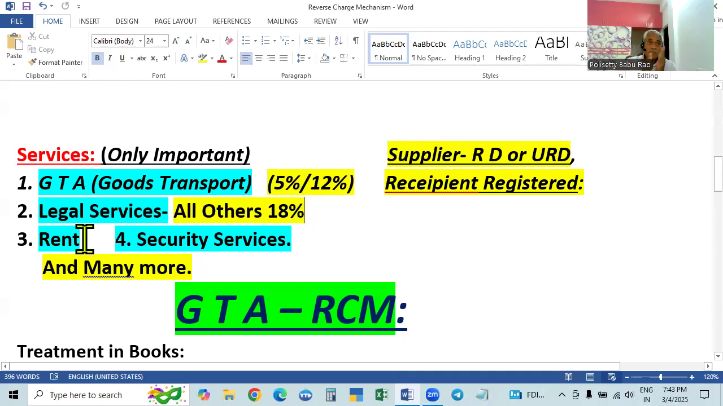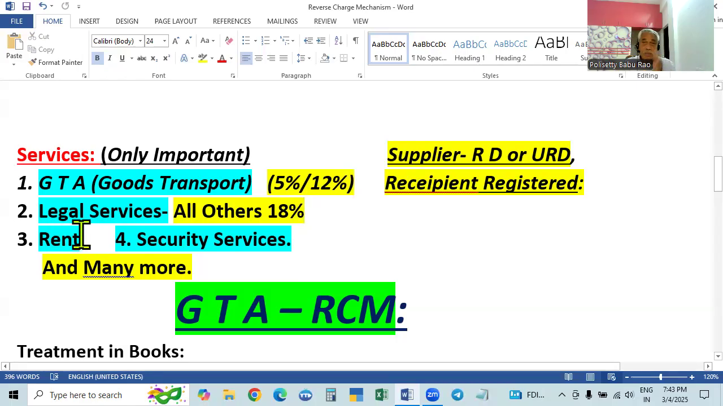Similarly, rent. If an unregistered dealer gives property on rent to a registered person, then the registered person has to pay the GST on that rent. The seller cannot collect the tax.